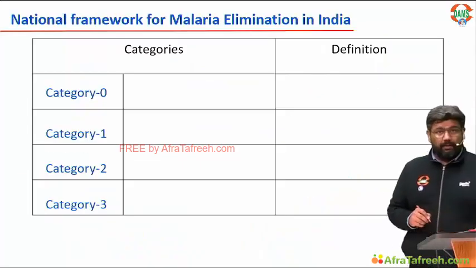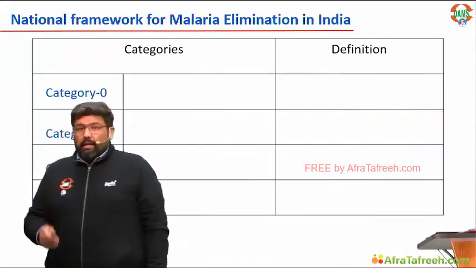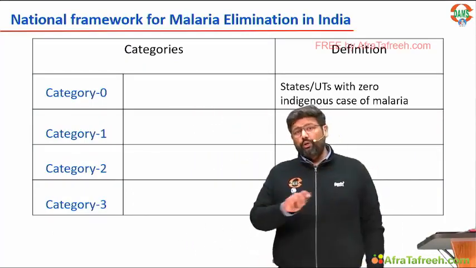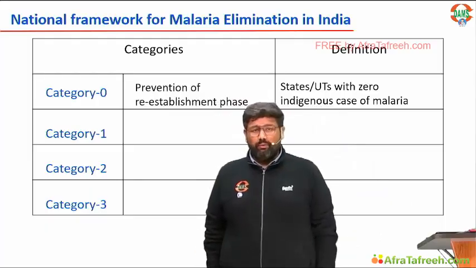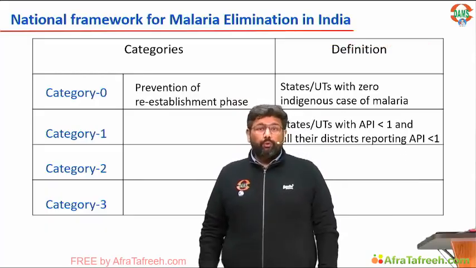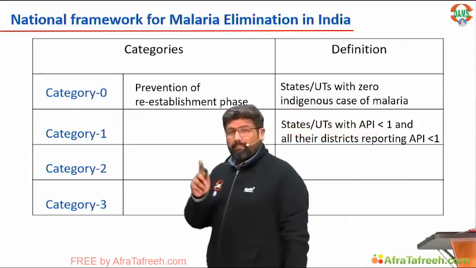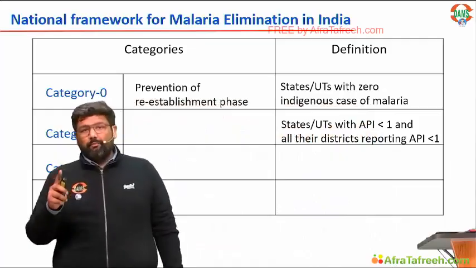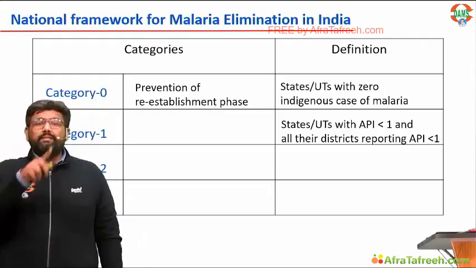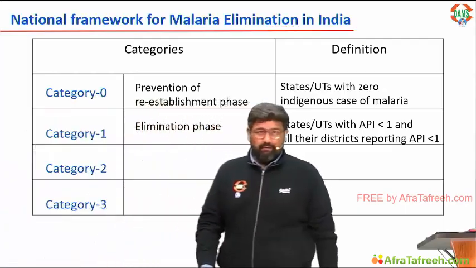Now coming to the national framework for malaria elimination in India. What is category 0? Category 0 is when there is no case of malaria. Here we do the prevention of re-establishment phase. Then those states or UTs which have API less than 1, suppose the whole state API is less than 1 and all districts also have API less than 1, this is category 1. Here this is the elimination phase.